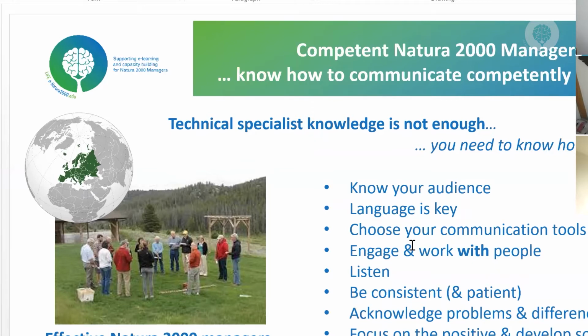And that requires a degree of consistency and patience. These relationships don't form overnight. They have to be continuously invested in and improved and nurtured. But if that can be established, you should be able to harness that power and the effectiveness of those relationships in order to enable you to achieve more for the nature that you have responsibilities for.